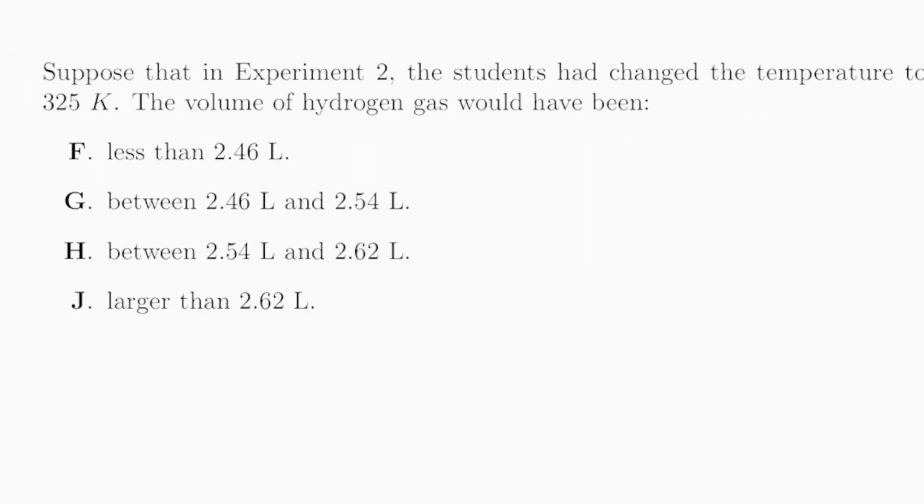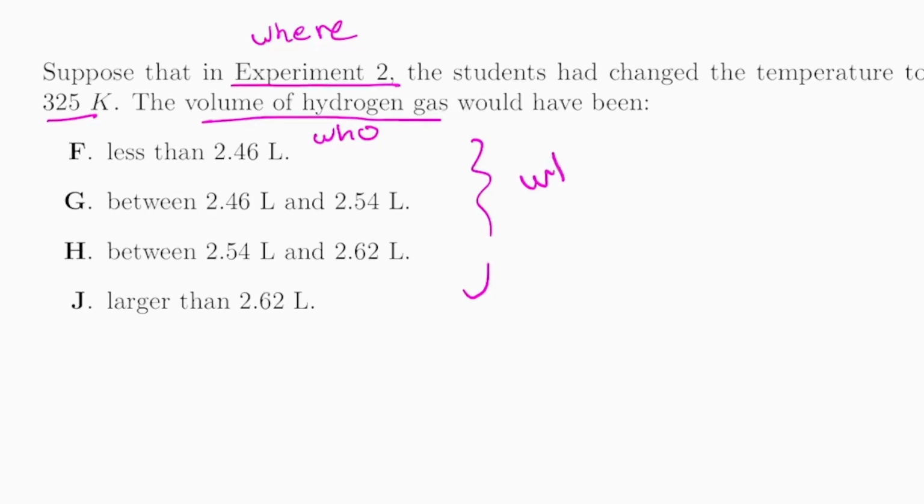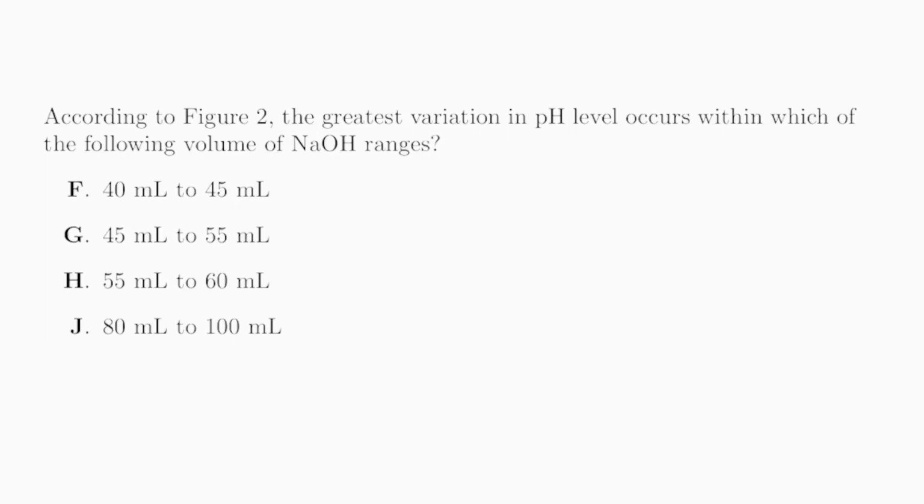Let's look at a different type of question. For this question, we're given to look at experiment 2. And we're being asked about the volume of hydrogen gas at 325. So that's our who. And then the why would be, well, look at the answers. It's just a value. They're asking us to find the value corresponding to the volume of that hydrogen gas at that certain temperature.